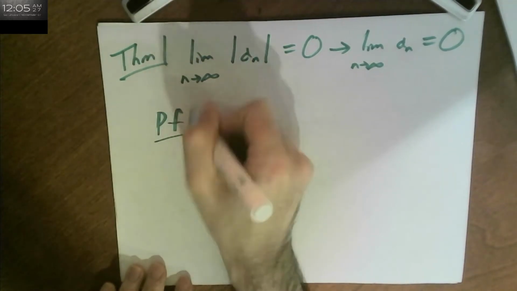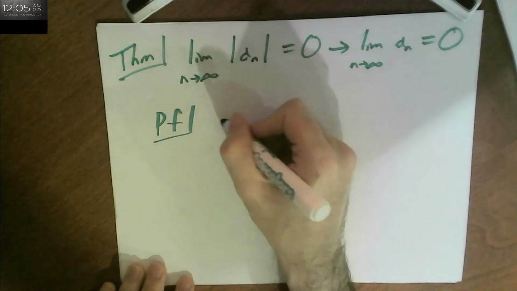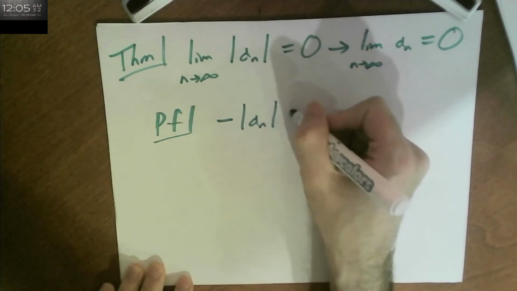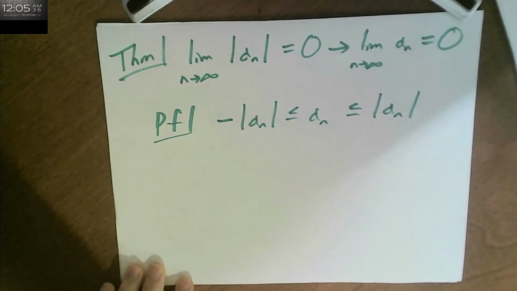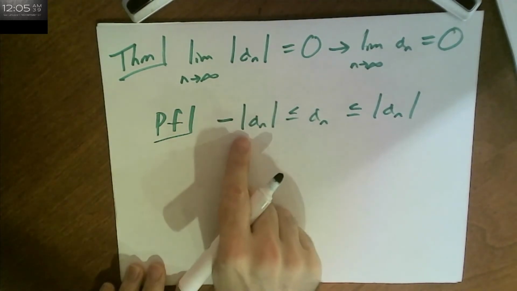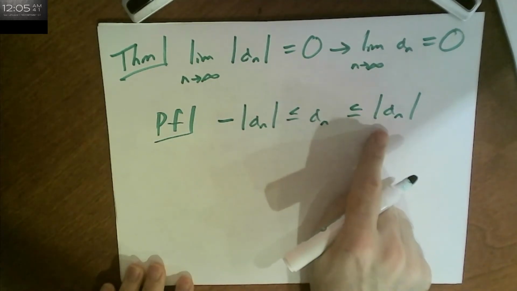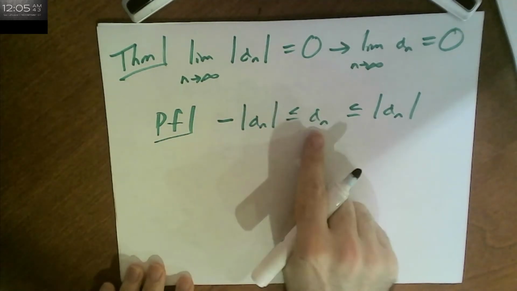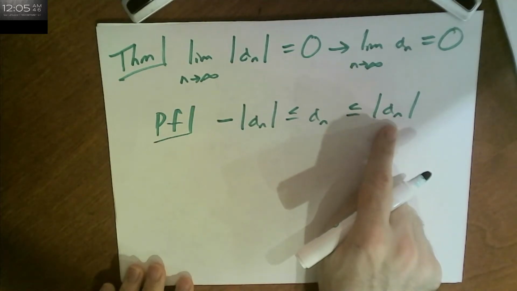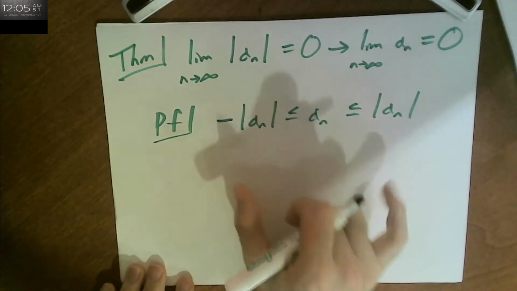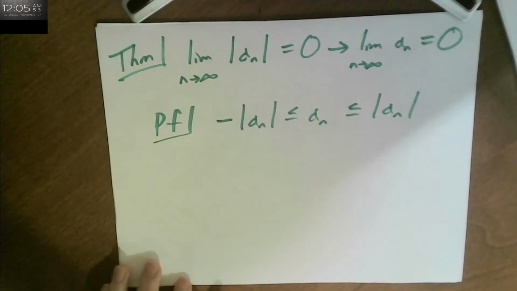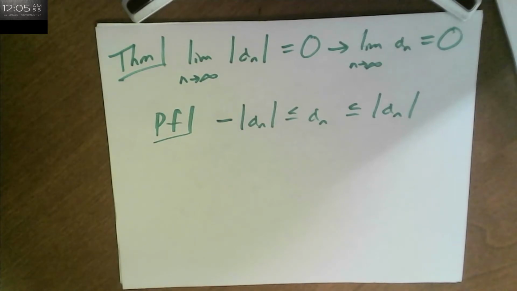Proof. This one we're going to prove. Notice that negative absolute value of an is always less than or equal to an, which is always less than or equal to the absolute value. If the an is negative, it's equal to this part on the left, and it's definitely less than the part on the right. If the an is positive, it's equal to the part on the right, and it's definitely more than this negative thing on the left. And if the an is 0, then these are all 0, and we're okay. Right? An is definitely less than or equal to its absolute value, and more than or equal to the negative of its absolute value.